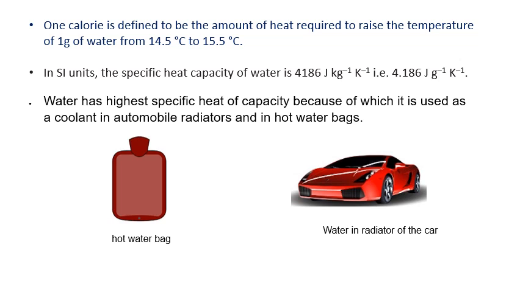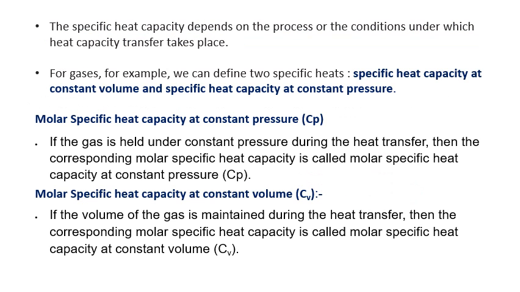In SI units, the specific heat capacity of water is 4186 joule per kilogram per Kelvin, that is 4.186 joule per gram per Kelvin. And you know, water has the highest specific heat capacity. Because of this property, it is used as a coolant in automobile radiators and in hot water bags. The specific heat capacity depends on the process under which heat transfer takes place.